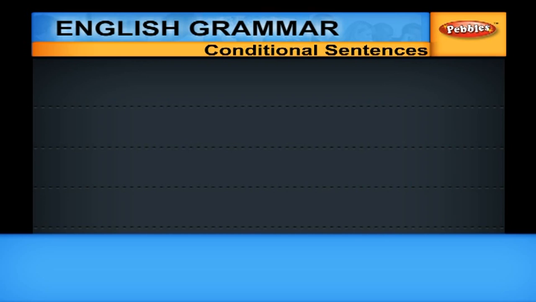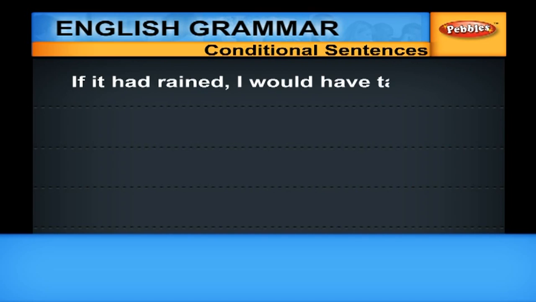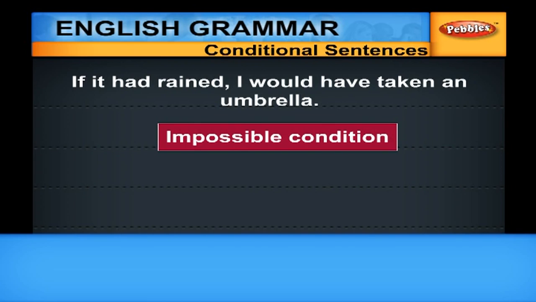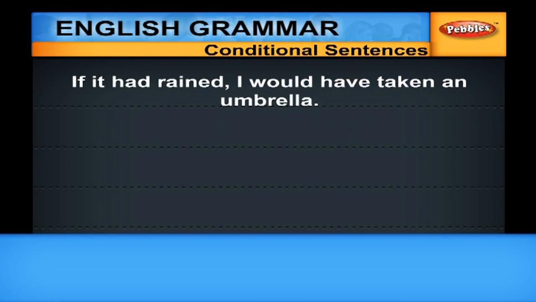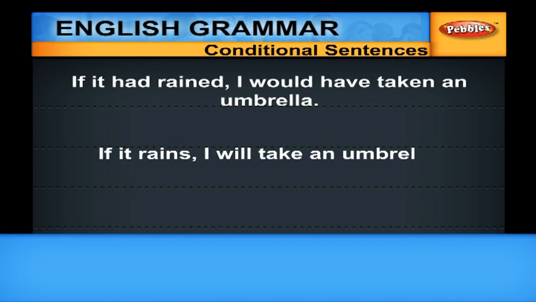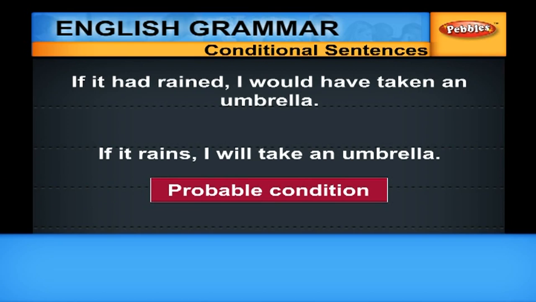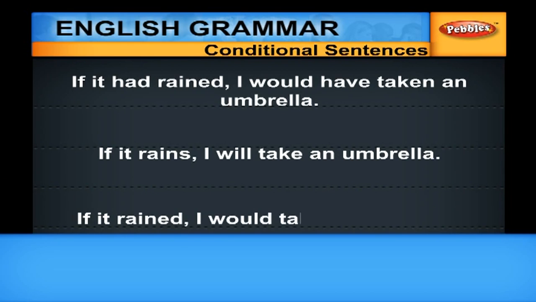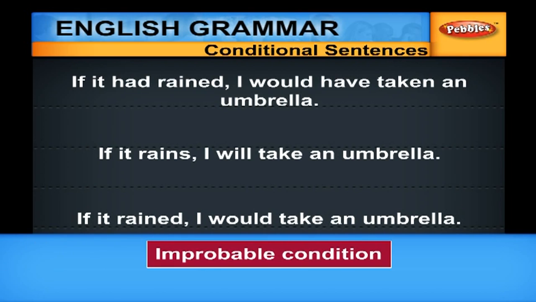Look at this sentence now. If it had rained, I would have taken an umbrella. What type of conditional clause is it? Yes, it is an impossible condition. Why? You have past perfect in the if clause, would followed by have, and past participle in the main clause. Can you make it into probable and improbable condition? You can do it. If it rains, I will take an umbrella. That is probable condition. If it rained, I would take an umbrella. That is improbable condition.